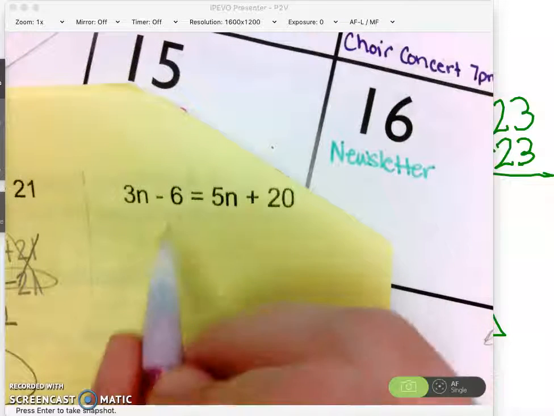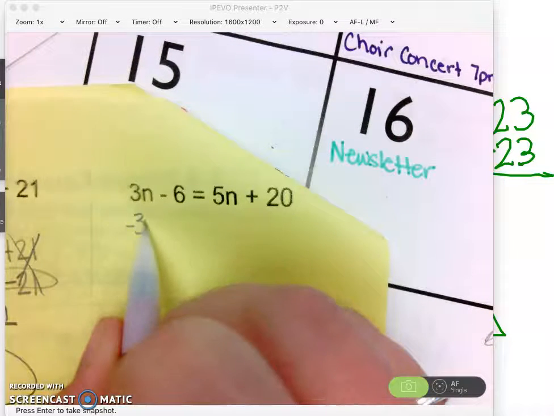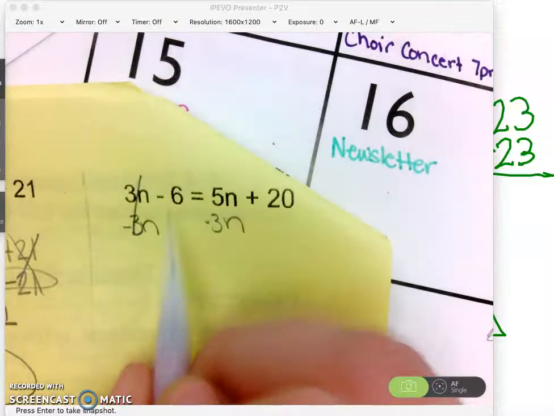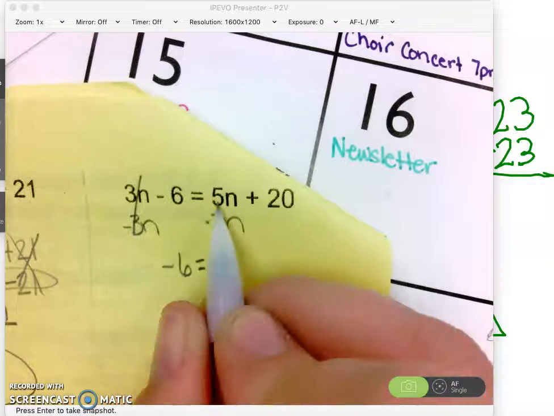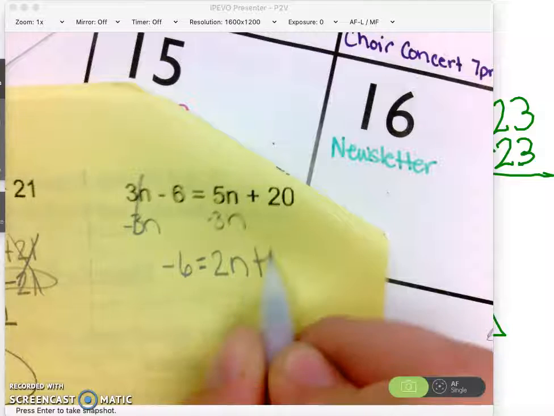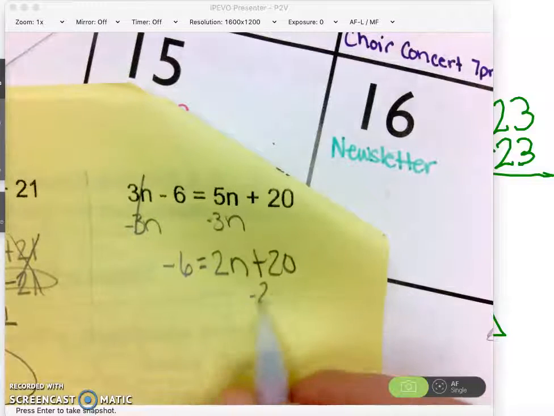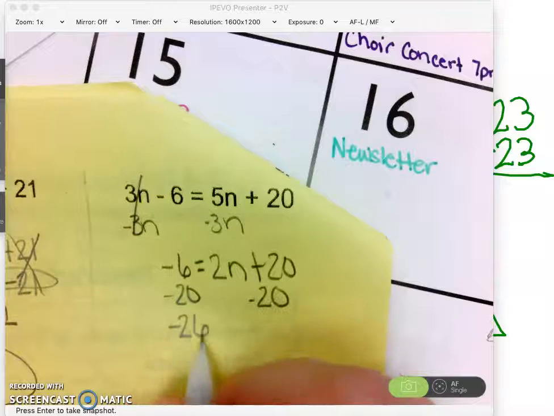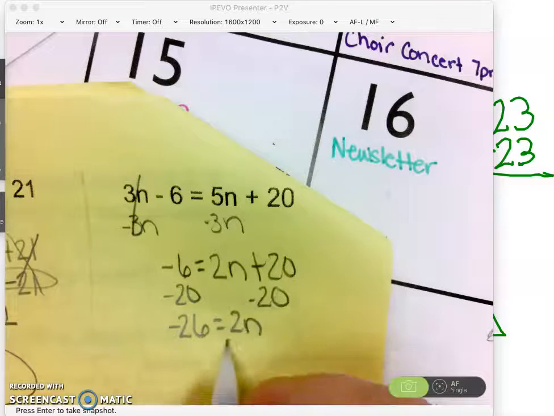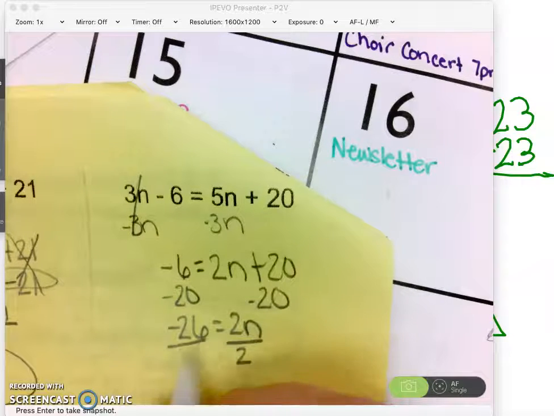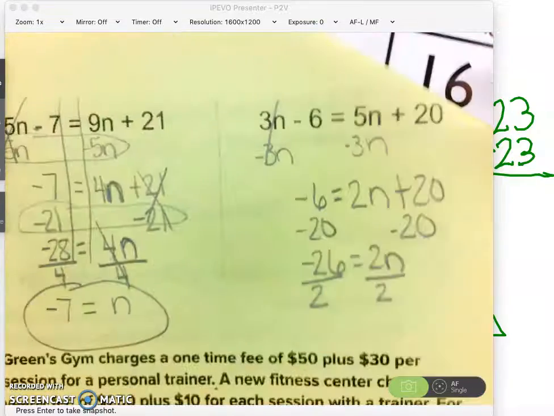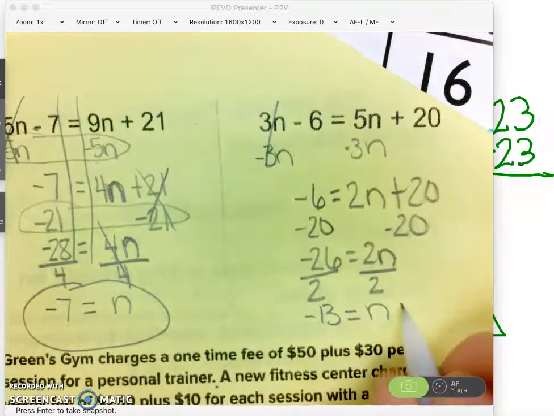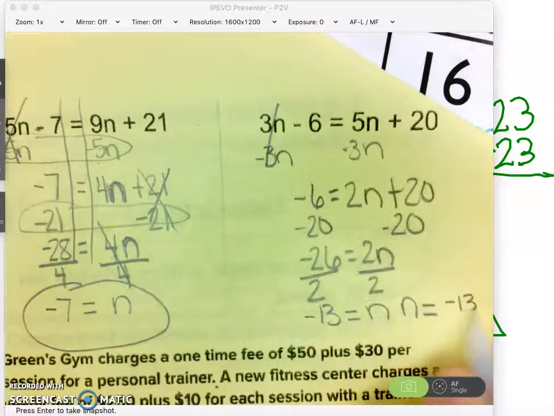Okay, again, subtract 3n, subtract 3n. That goes away. I have a negative 6 equals 2n plus 20. Then I would subtract the 20, subtract the 20. I get negative 26 equals 2n. Divide by 2, divide by 2. Negative 13 equals n. Again, I want to write it n equals negative 13.